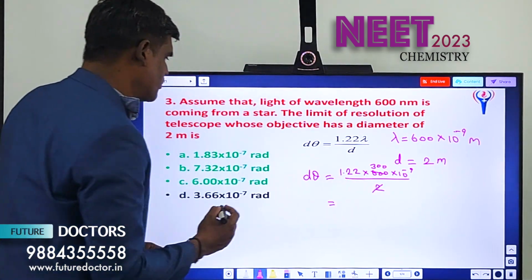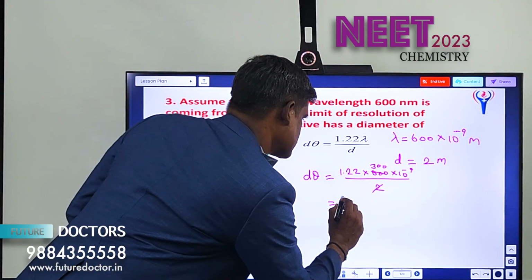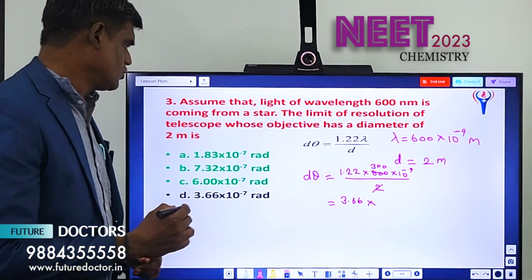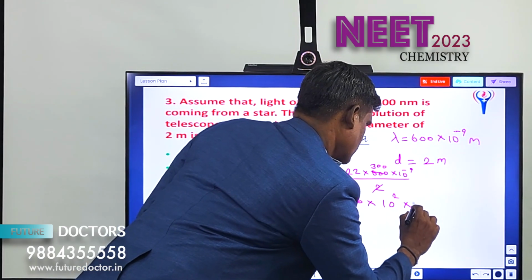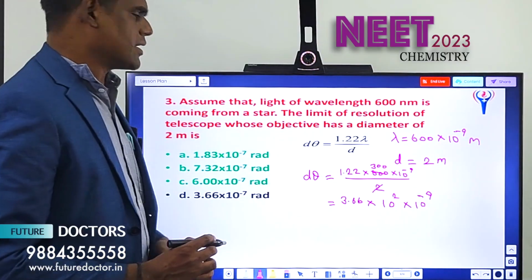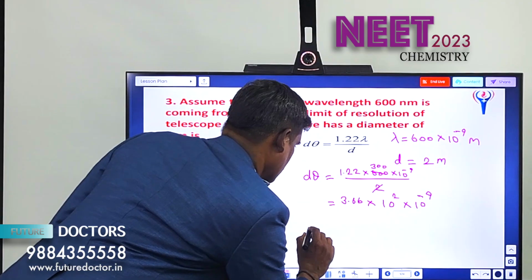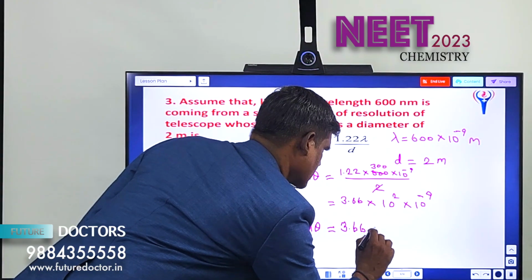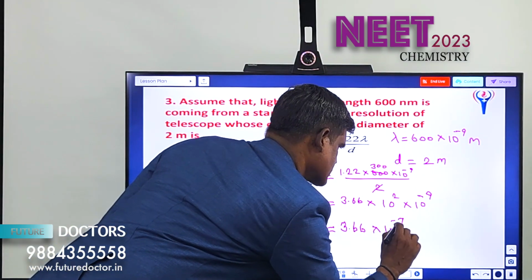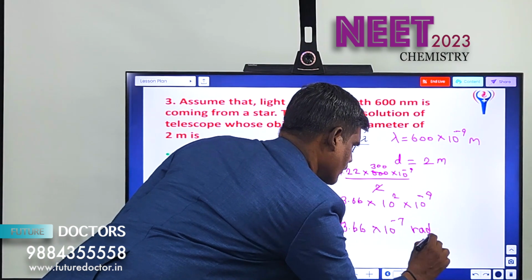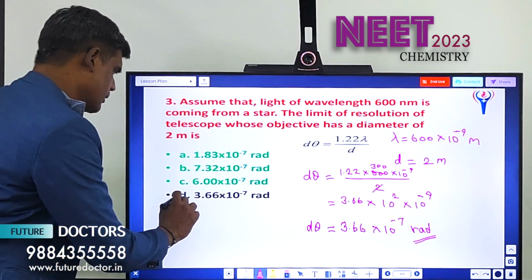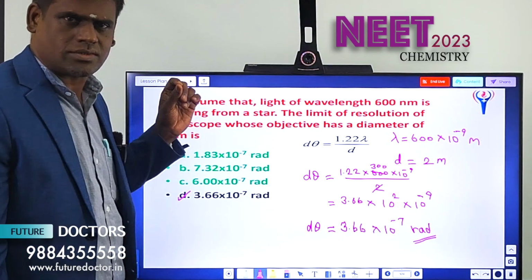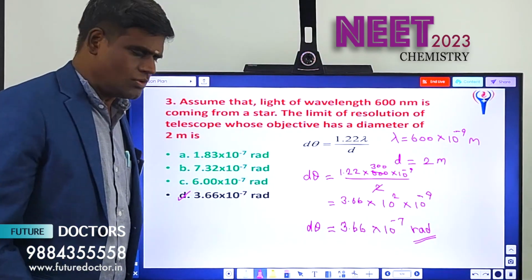Then 3 multiplied by 1.22, we will get 3.66 into 100, that is 10 power 2, into 10 power minus 9. 10 power minus 9 times 10 power 2 is 10 power minus 7. Therefore, d theta equal to 3.66 into 10 power minus 7 radian. That is option D. Option D is the correct answer. I think maximum number of students got the answer. Okay. Let's move to question number 4.